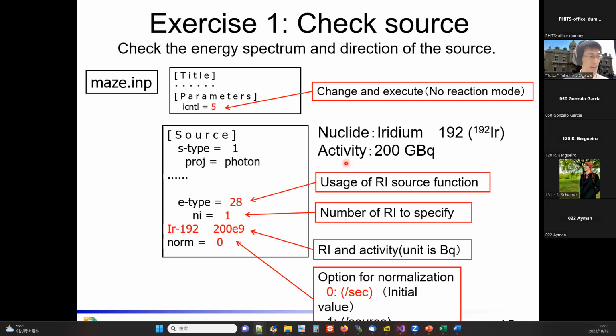So please try exercise number 1. It's an exercise to check this source configuration. To do that, please change icntl to be 5 and set the source to be iridium-192 with an activity of 200 gigabecquerels.